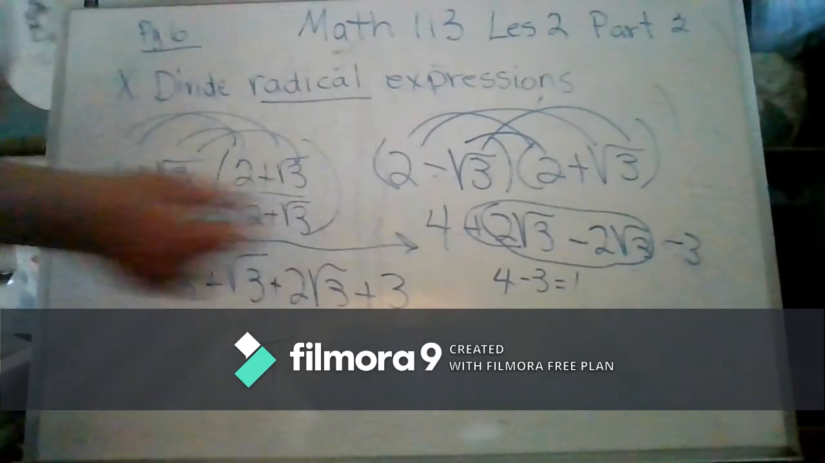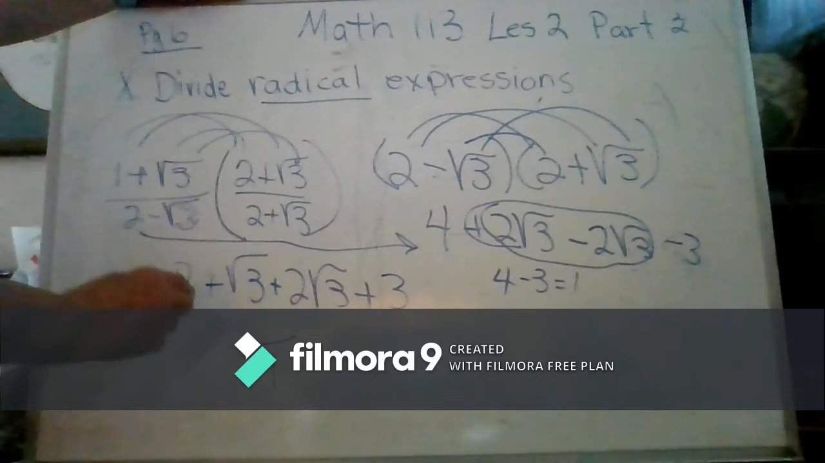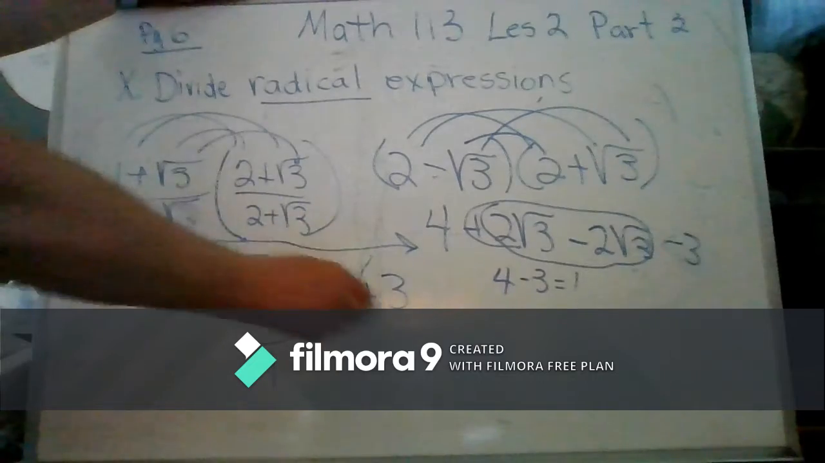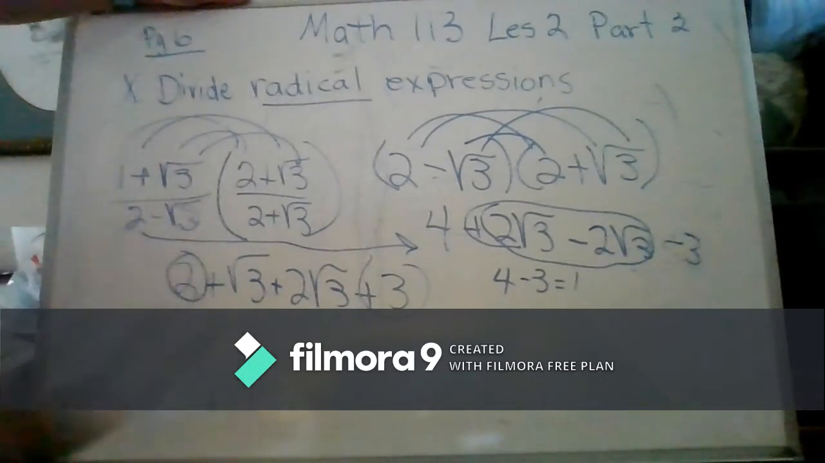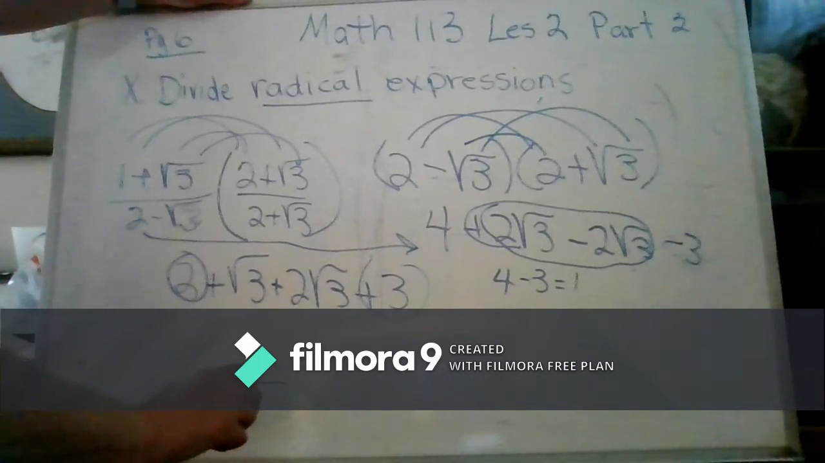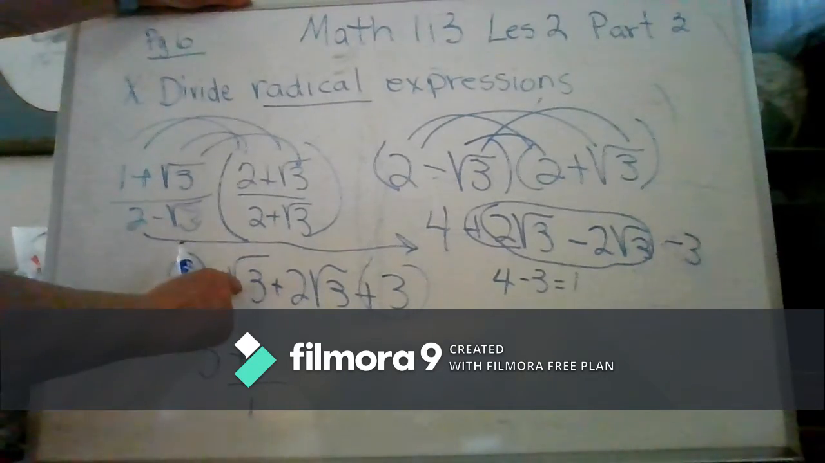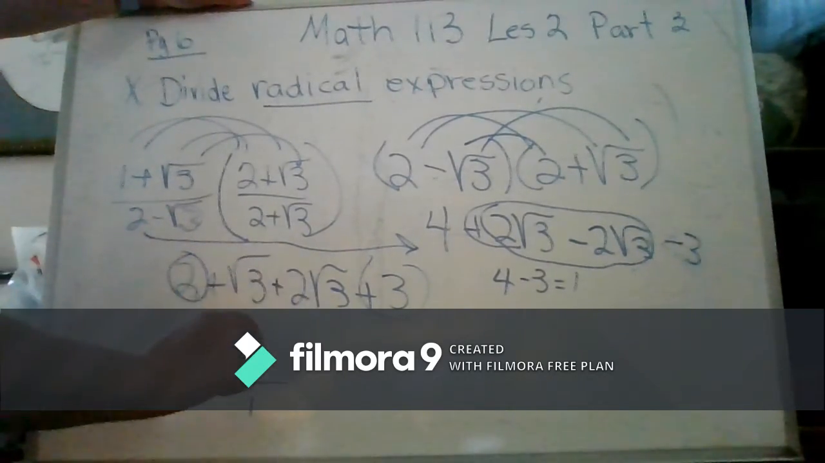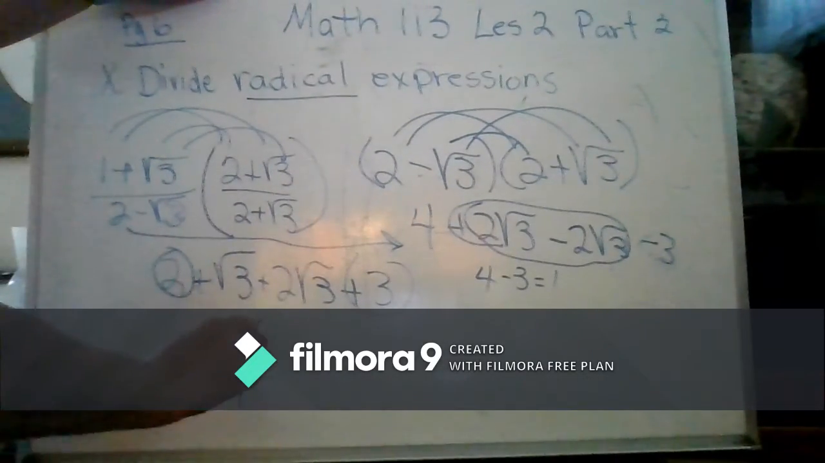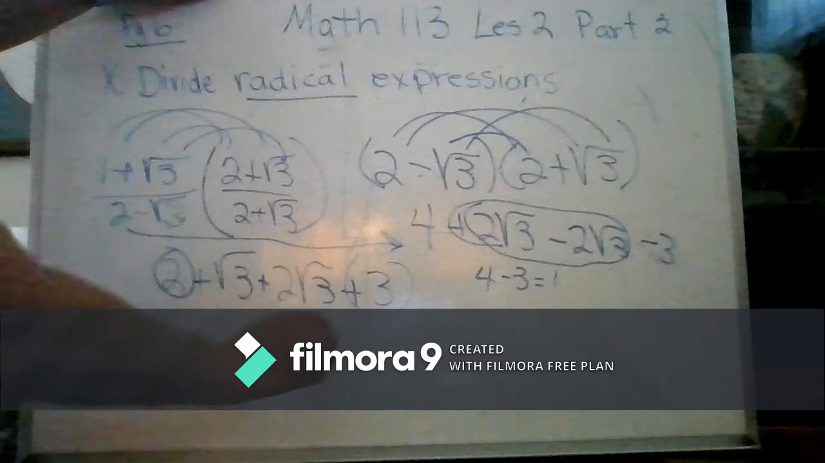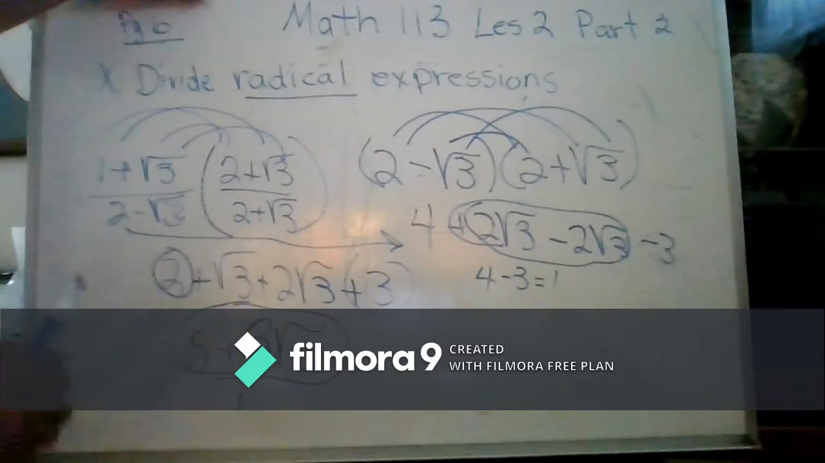Plus 3. So I can combine my 2 and my 3, and I'm going to have on the numerator, scoot this down a little bit here, 2 plus 3 is 5, plus 1 times the square root of 3 plus 2 times the square root of 3 will be 3 times the square root of 3. So that, my friend, would be your answer.